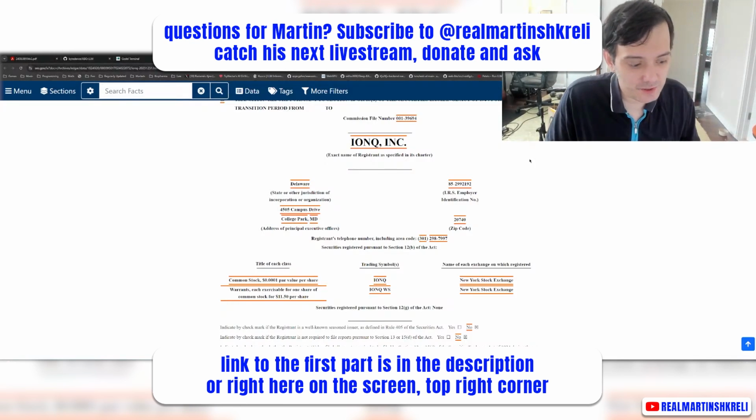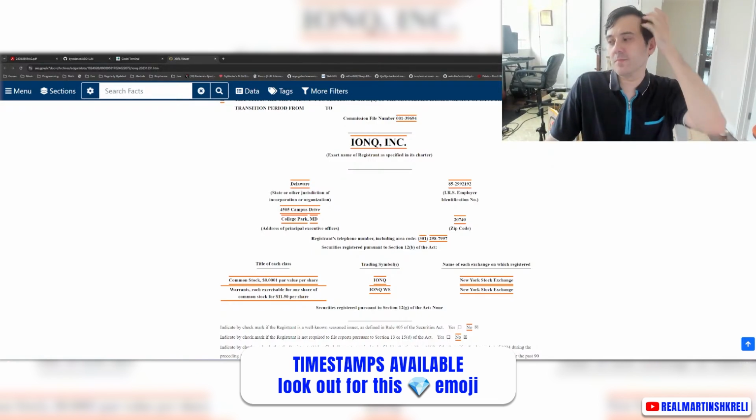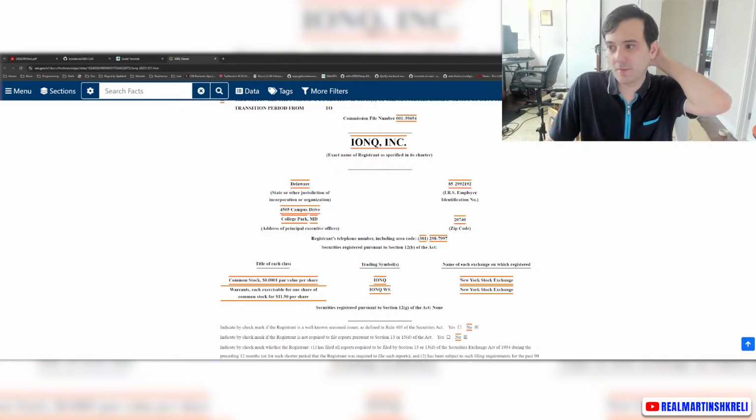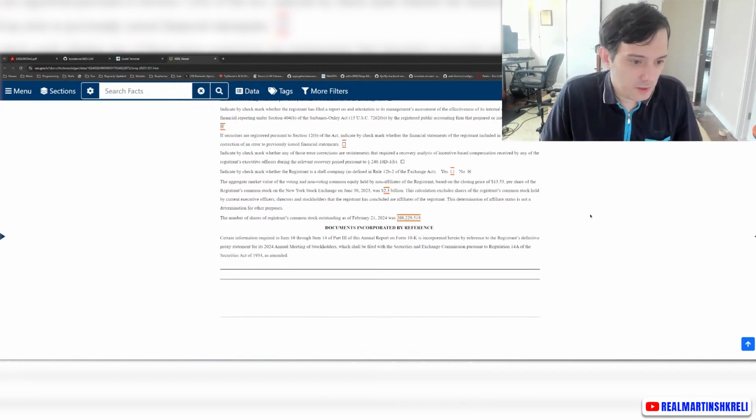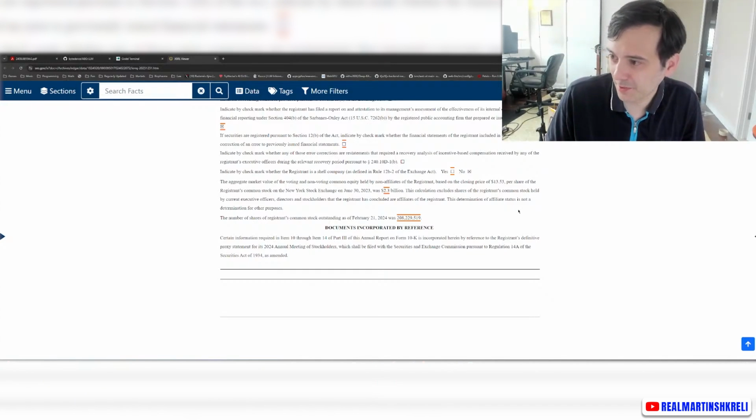So IONQ has been around a while. One of the things that needs to be said about this space is that most of the work is being done by the bigger companies like IBM, Google, and others. It doesn't mean a small company can't succeed. You have to look at the pure plays, because if you buy Google, you're not really getting huge exposure to quantum computing.